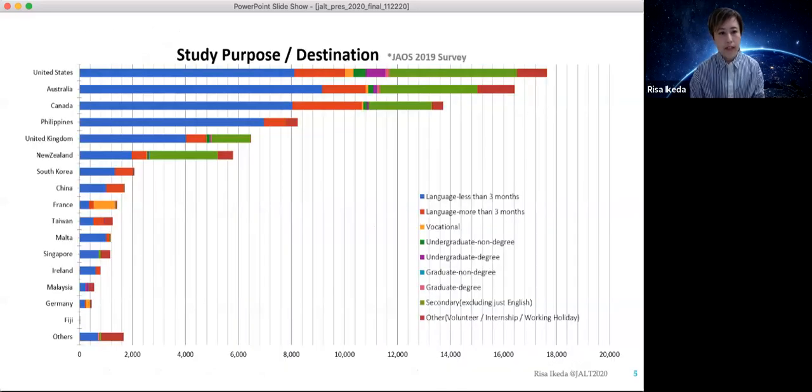If we break it down by destination, this is the same data, but you can see the blue part. This is language study for less than 3 months. So if you compare United States, Australia, Canada, and Philippines, actually the Philippines isn't so far behind when we look at the study abroad for short term and for language study. So they are important these days.